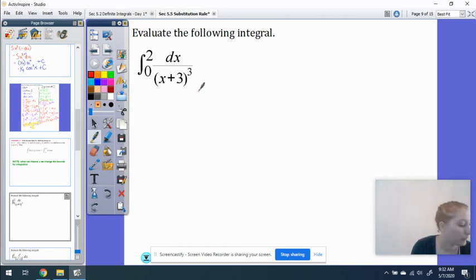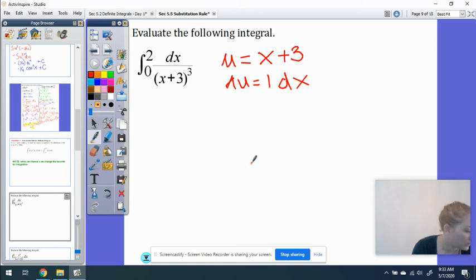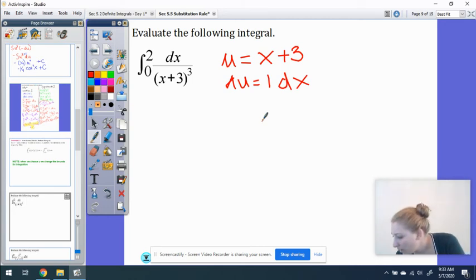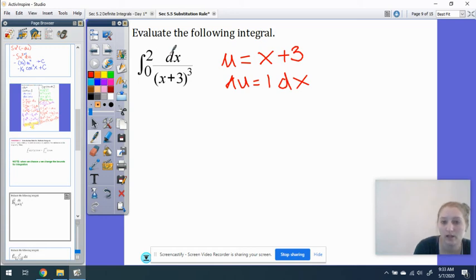Okay, so this problem. In this case, I'm going to say that u is going to be x plus 3. So then du is 1 dx. Okay, so then the question that you ask yourself is you make sure everything that you have is still there. So I've got a dx. This is good to go.